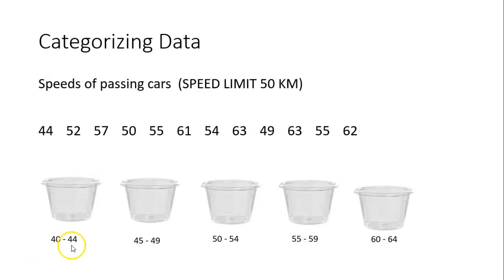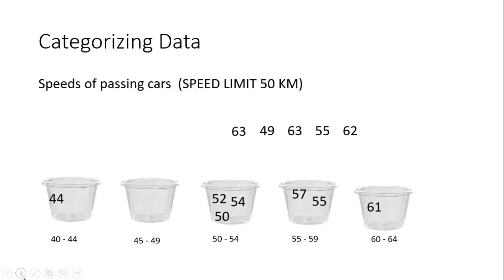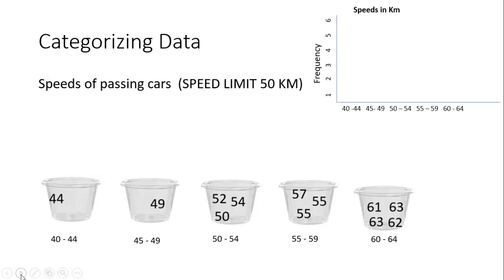We've got 40 to 44, we've got 45 to 49, 50 to 54, 55 to 59, and 60 to 64. So each one of these holds 5 different numbers, or could hold 5 different numbers. Now we just have to put the values into the right bins. Okay, so now we have all of our values sorted out, and we can go ahead and make our histogram.